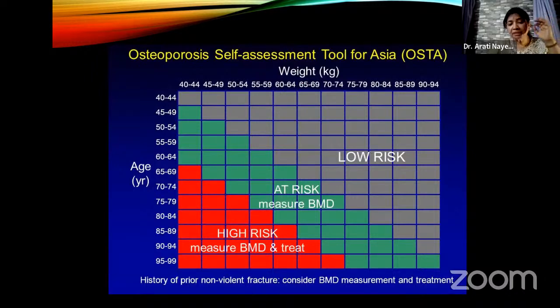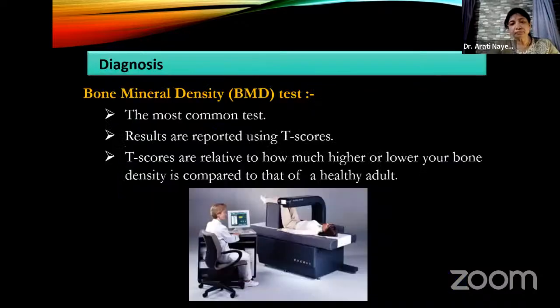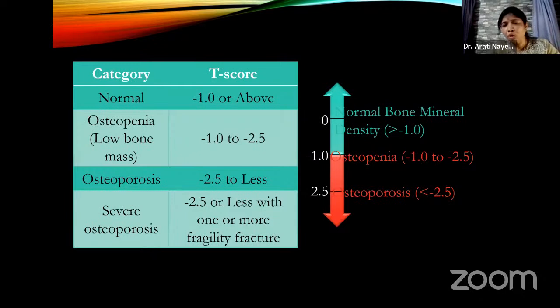This graph suggests with increasing age of the patient and with low BMI, the risk of osteoporotic fracture is very high. Bone mineral density test is the commonest test we advise during menopause, and the results are expressed in T-scores. T-scores are relative to how much higher or lower your bone density is compared to that of a healthy adult. Normal bone mineral density is more than -1, in osteopenia it is between -1 and -2.5, and in osteoporosis it is less than -2.5.